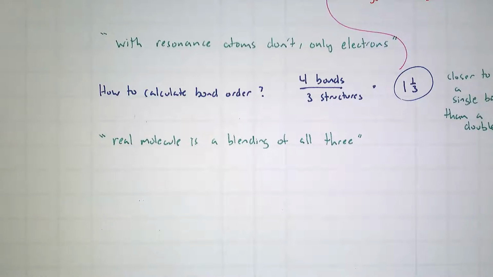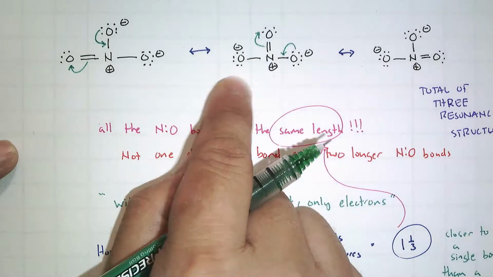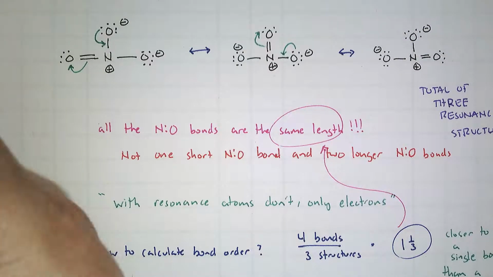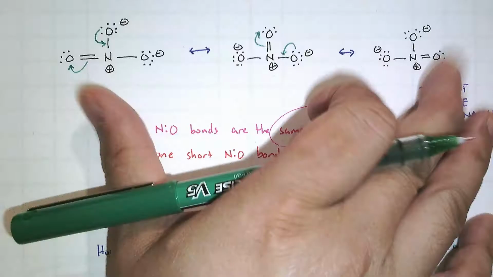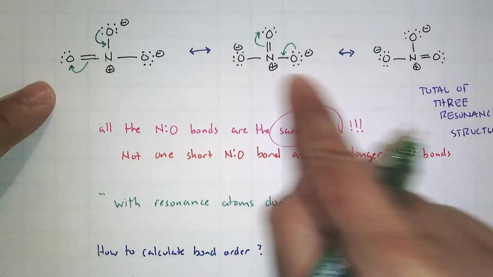Okay, but you notice that the kid is not bouncing back and forth between looking like their mom and looking like their dad. It's not jumping back and forth. It's all the time, 100% of the time, the kid. You got to think of resonance like that. In real life, the molecule is 100% the blending of all three.